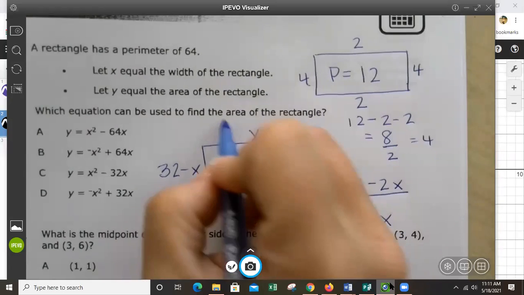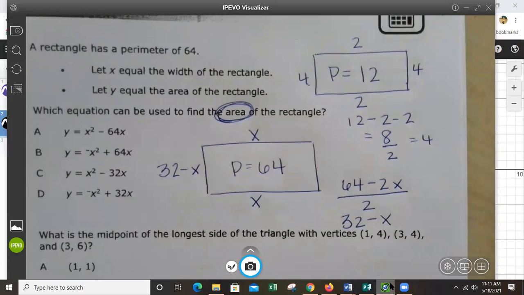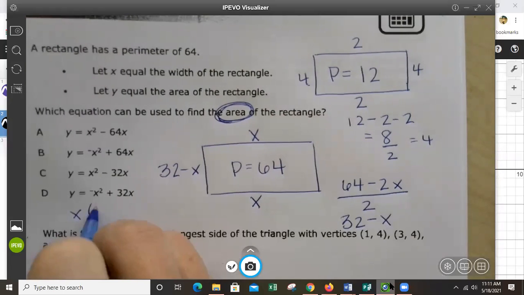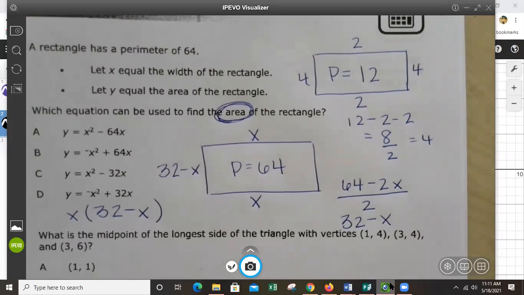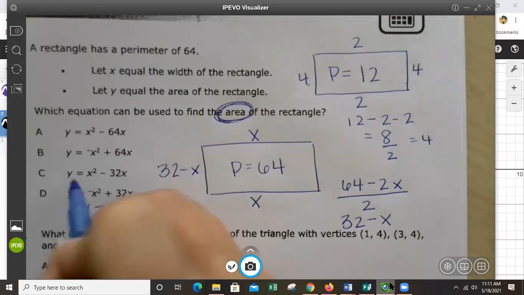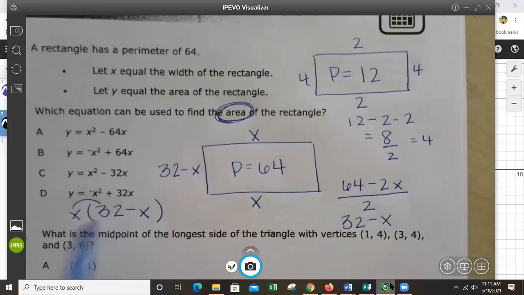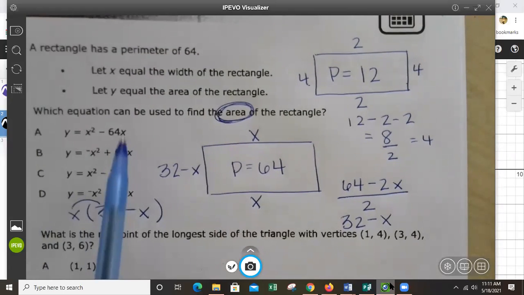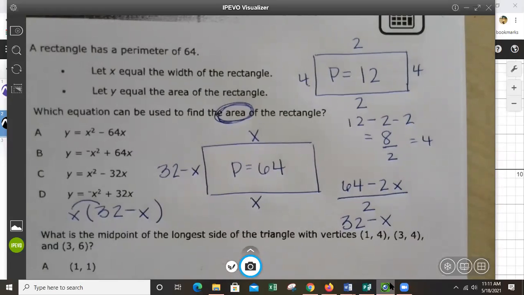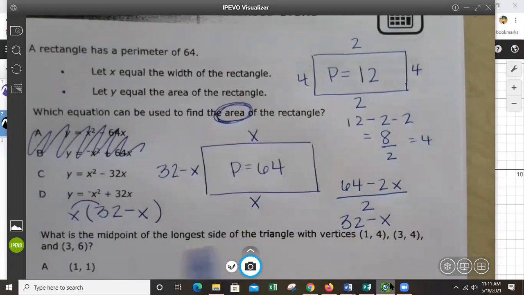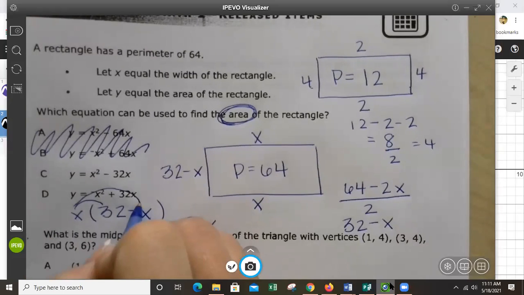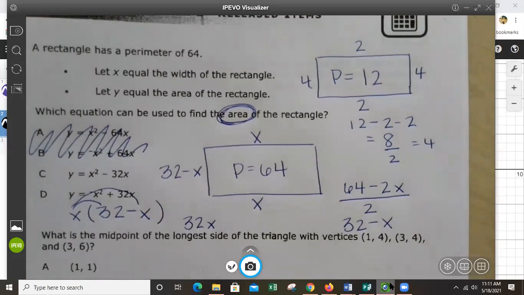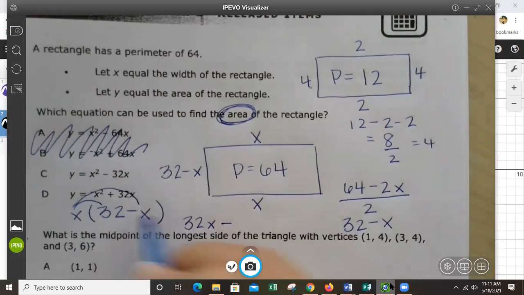So now it says I need the area. How do we find the area? Yep, so we're going to do x times 32 minus x. I can use Desmos at this point, or I can just distribute because it's a little bit easier. What's x times 32? Is it 64x? No, we don't have a 64 in there, so it can't be these. So when I distribute that, it's 32x. What is x times x? X what? Squared. It's a minus.